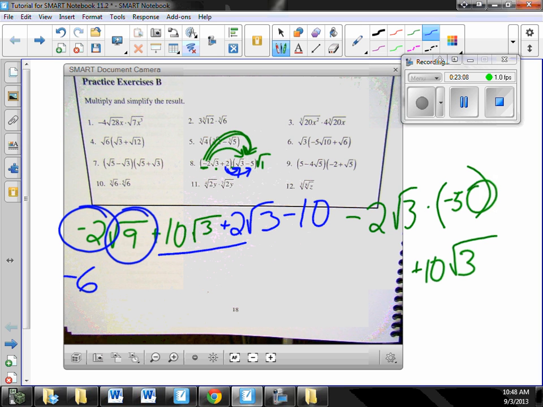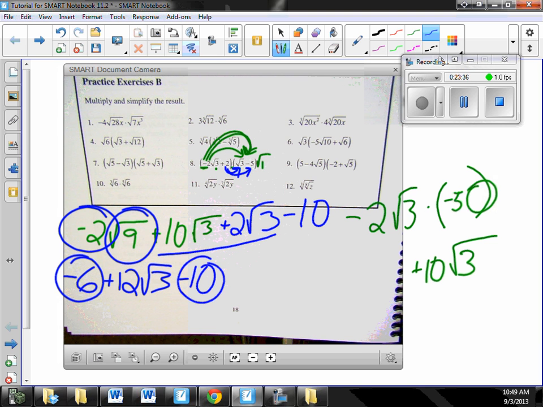Can I simplify my 2 root 3's? What do I get with 10 root 3 plus 2 root 3? Plus 12 root 3, and then minus 10. They're not negative, are they? No? So I have a negative 6 and a negative 10. So minus 16 plus 12 root 3.